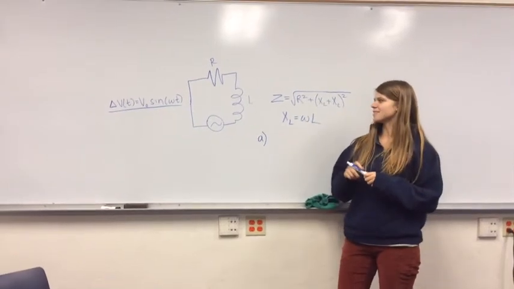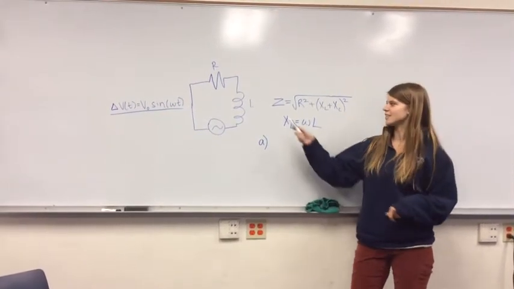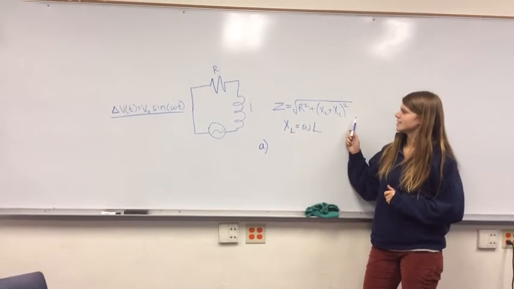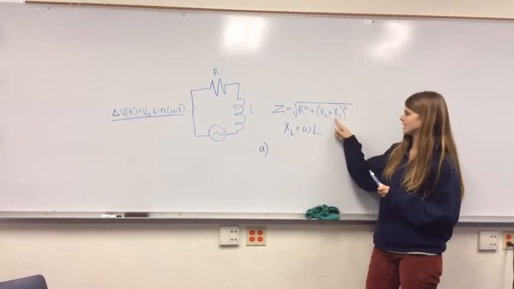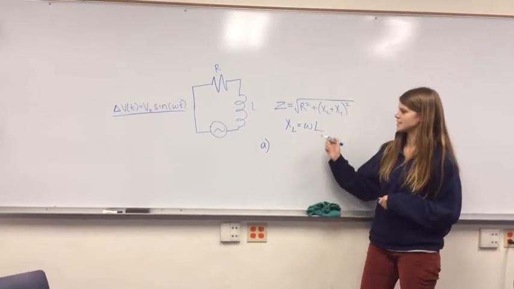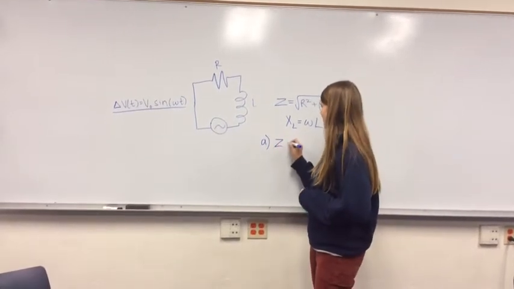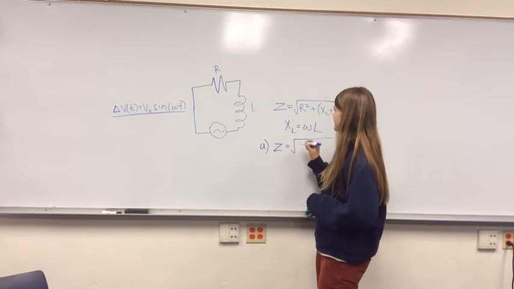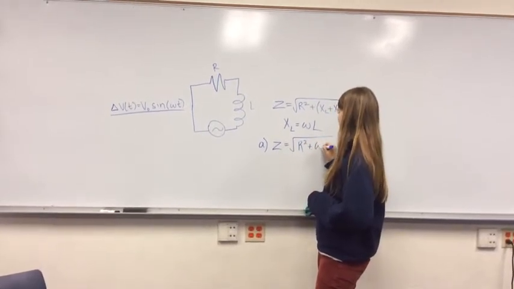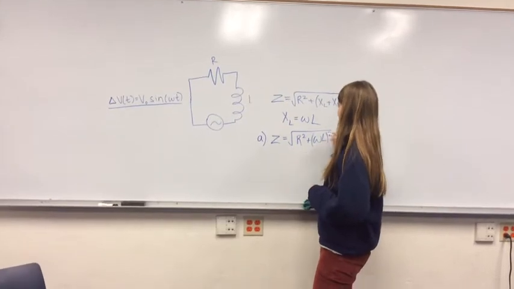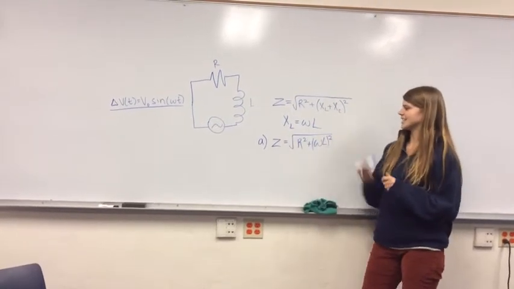Alright, so for part A, we're trying to find the impedance. If you look at the impedance formula, which is right here, we don't have a capacitor in our circuit, so we can ignore this part. Just plugging in what we have, the impedance is Z equals the square root of R squared plus omega L squared, because you use what XL equals here.